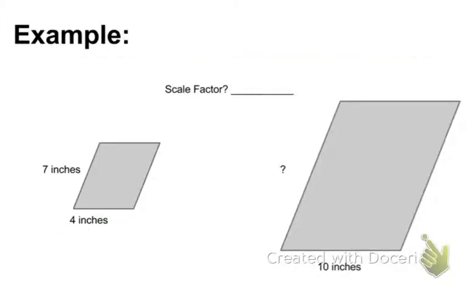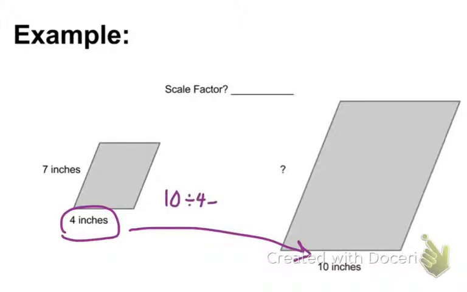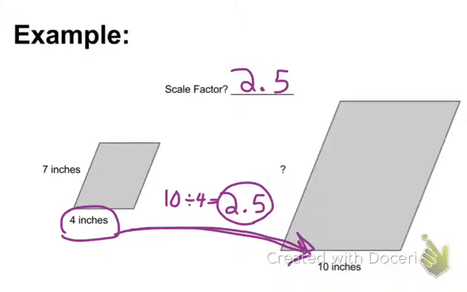I go from 4 inches to 10 inches. I am going to assume these two shapes are similar. Now, first I have to find my scale factor. And to do my scale factor, I'm going to do 10 divided by 4. And 10 divided by 4 gives me 2.5. So everything is going to get multiplied by 2.5. 2.5 is my scale factor going from small to large.